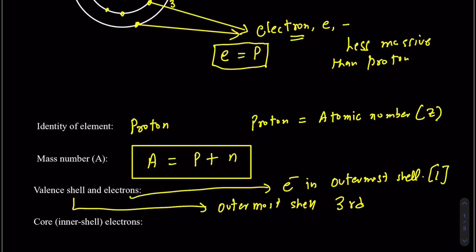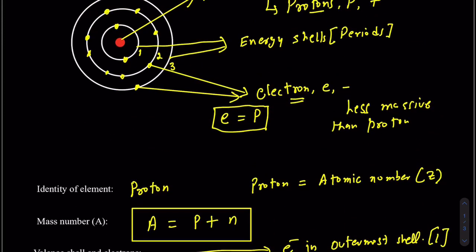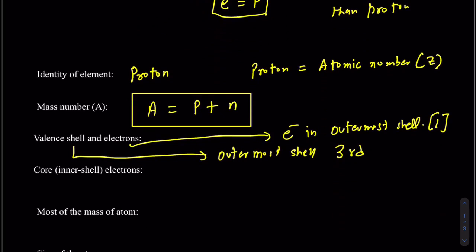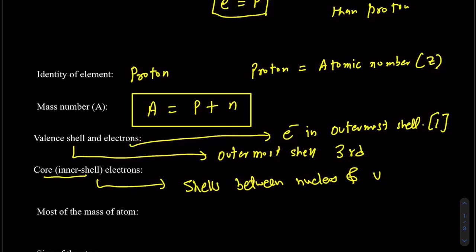And believe it or not, in chemical reactions, only the valence electrons play a role. The core electrons inside the valence shell do not play any role in chemical reactions at all. The core electrons or the core shells are the shells between the nucleus and the valence shell. So make sure you know the terminologies of all these.